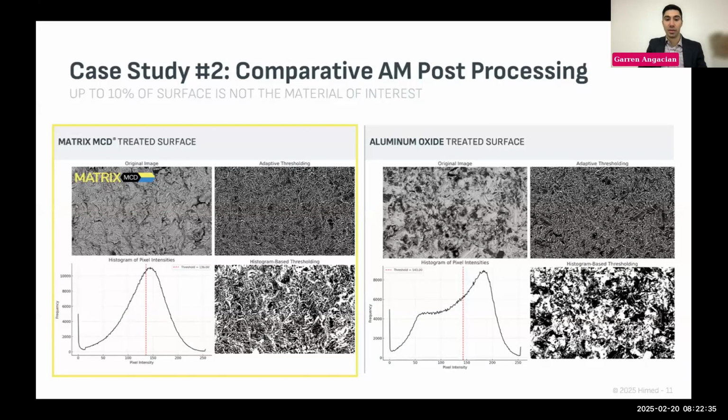And so we did some histogram-based and adaptive thresholding, and then you can plot out the pixel intensities based on the images themselves to say, how much dark spots am I seeing on the aluminum oxide as compared to the Matrix MCD treated surface, where you then passivate and remove the calcium phosphate, leaving the pure titanium alloy.